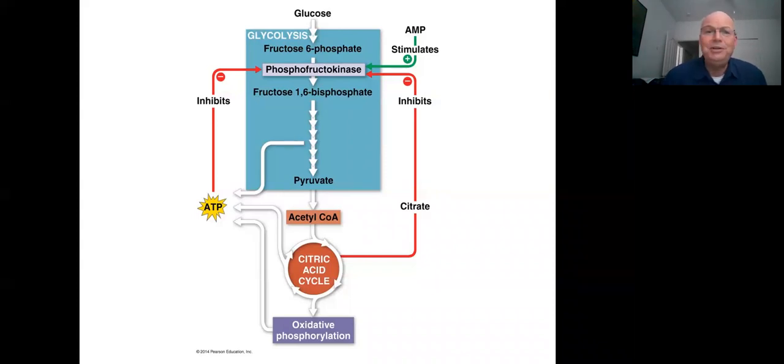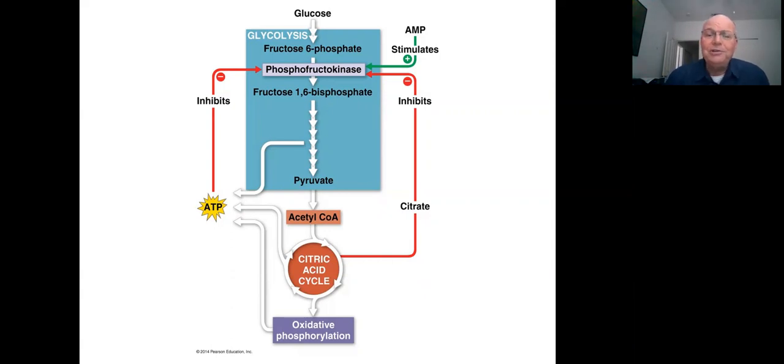So when the cell has enough ATP, the ATP feeds back on phosphofructokinase and downregulates it, so that it's not excessively making ATP. Now, I know that seems weird, excessively making ATP, but remember, all the cell is interested in is having enough ATP to maintain its activities. Remember also that cell respiration, or the chemicals of cell respiration, can be used for other purposes. So if you've got enough ATP, then you can start utilizing those products for other purposes.